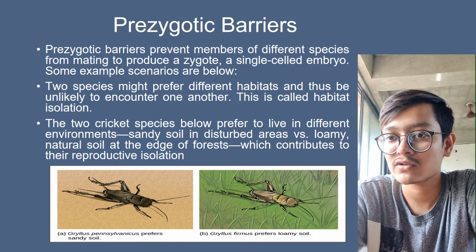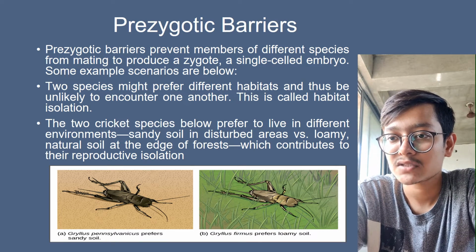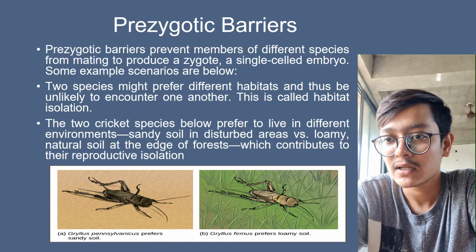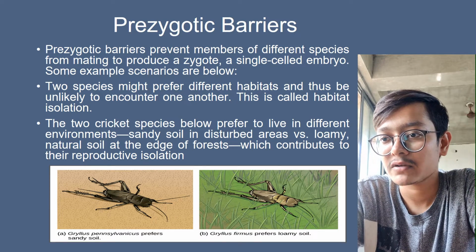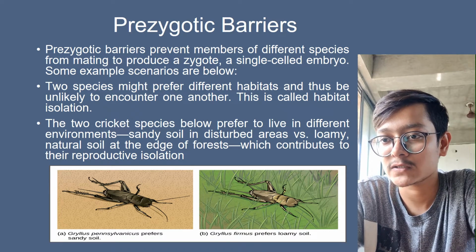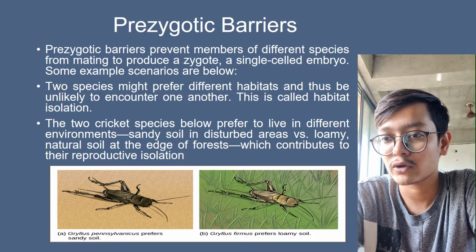Some example scenarios are below. Two species might prefer different habitats and thus be unlikely to encounter one another. This is called habitat isolation. Let's take an example. The two cricket species below prefer to live in different environments: the sandy soil in disturbed areas and the loamy soil at the edge of the forest, which contributes to their reproductive isolation.